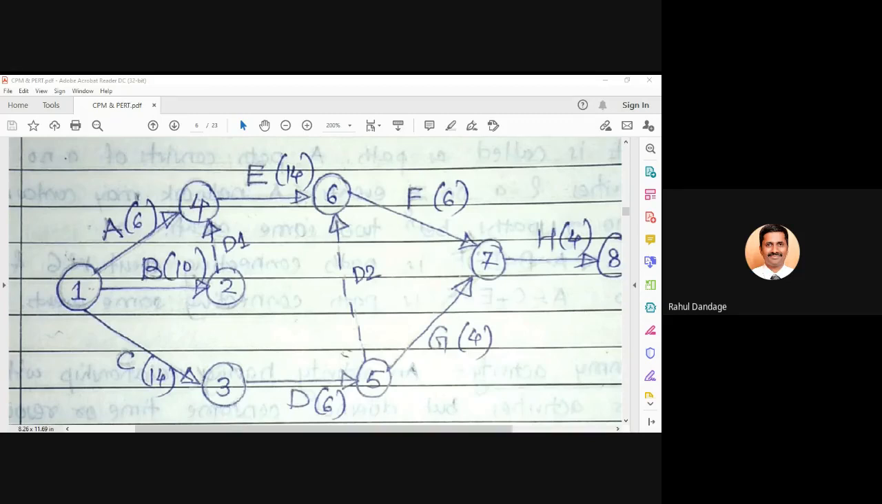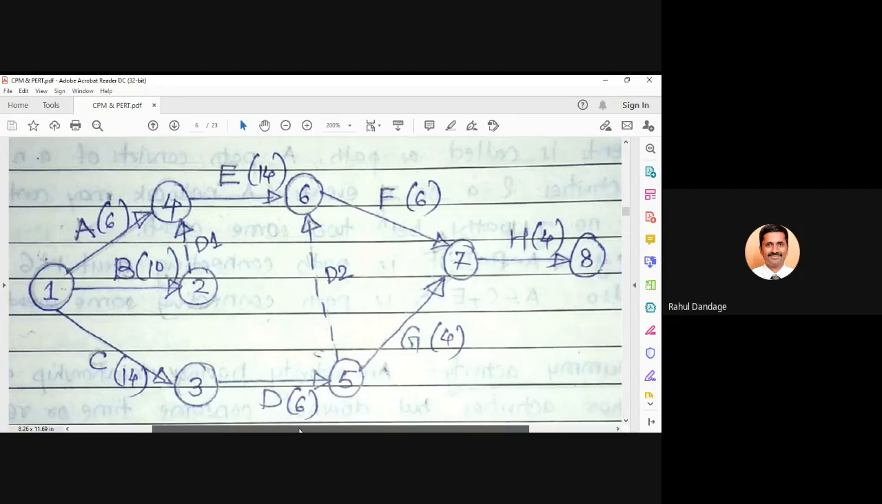Another important point is that there should be only a single event at the start and only a single event at the end of your network. If you see this network, there is only a single event, that is 1, at the start, and only a single event, that is 8, at the end. You should not have multiple events at the beginning or at the end of your network. If that is the case, you may need to incorporate some dummy activities and try to come to a single event, that is your finishing point.